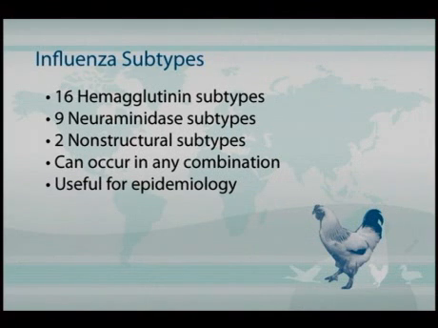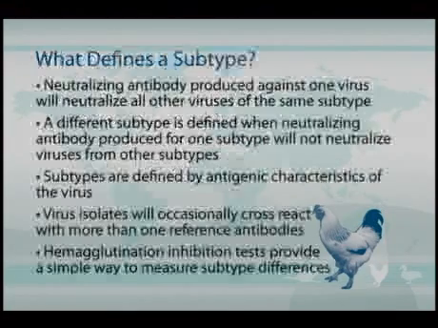preferred. For example, in the United States, H5N2 is certainly the most common subtype that we see with H5 influenza. H7N7 is another very common subtype that we see in poultry. But we do know that these subtypes can occur in any combination, and again, that can be useful for epidemiology.